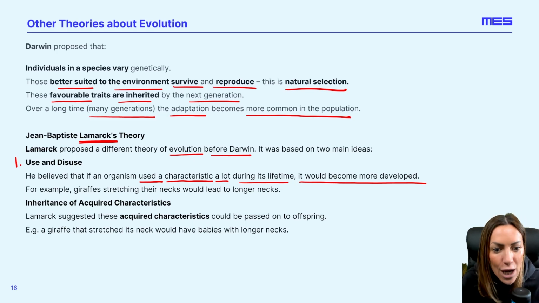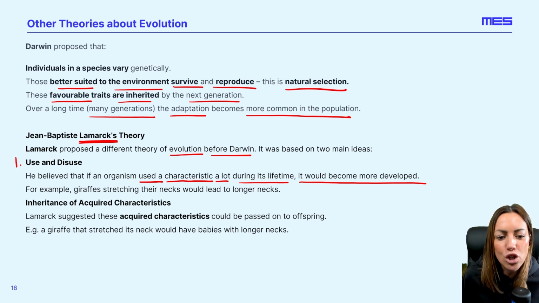Or think about flamingos and their long legs, right? Flamingos don't want to get their feathers wet because they won't be able to escape predators as easily, and they want to be able to wade in the water and get food without getting their feathers wet. So they stretch and stretch and stretch their legs. They're using their legs more during their lifetime. Gradually their legs become longer.